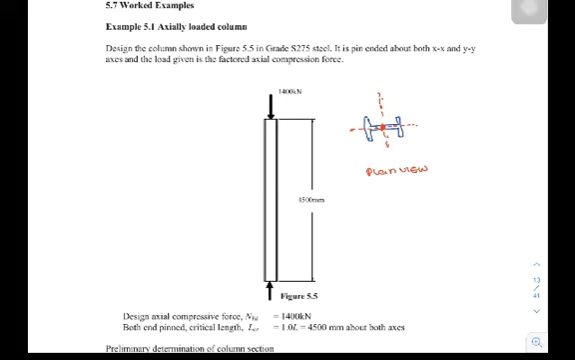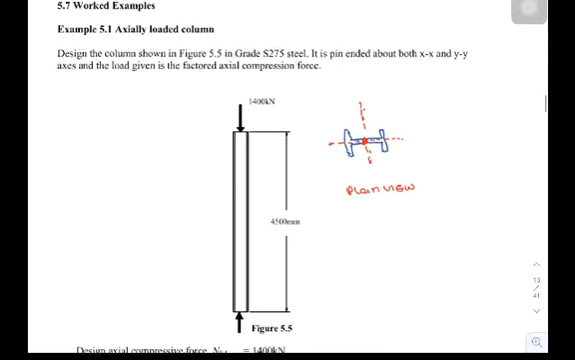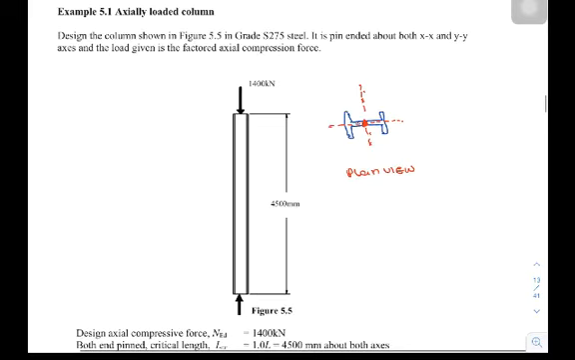Let me now go through a few worked examples on designing columns. I will start off with example number 1, on an axial loaded column. This particular column is subjected to a load of 1400 kilonewton. The length of the column is 4500 millimeter, 4.5 meter, and both ends are pin ended.